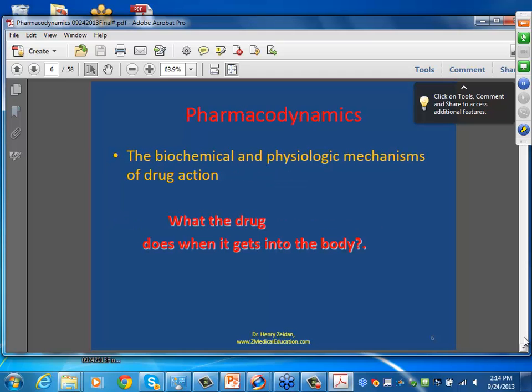What does the term pharmacodynamics refer to? As I stated before in my introduction in lecture 1, we are interested to understand what the drug does when it gets into the body. Pharmacokinetics is the other way around: what the body is going to modify or do for the drug. But here, pharmacodynamics is what the drug does when it gets there. What kind of receptors is it going to interact with, or non-receptors, or enzymes. So it's the biochemical and physiological mechanisms of drug action.